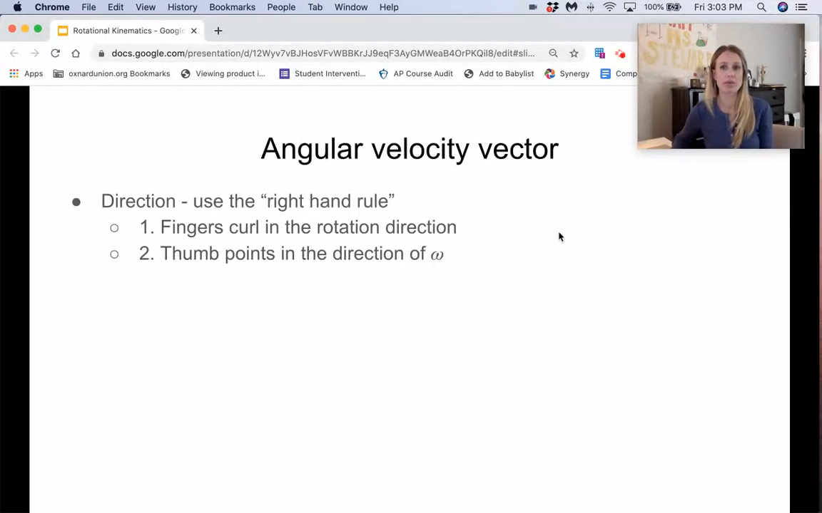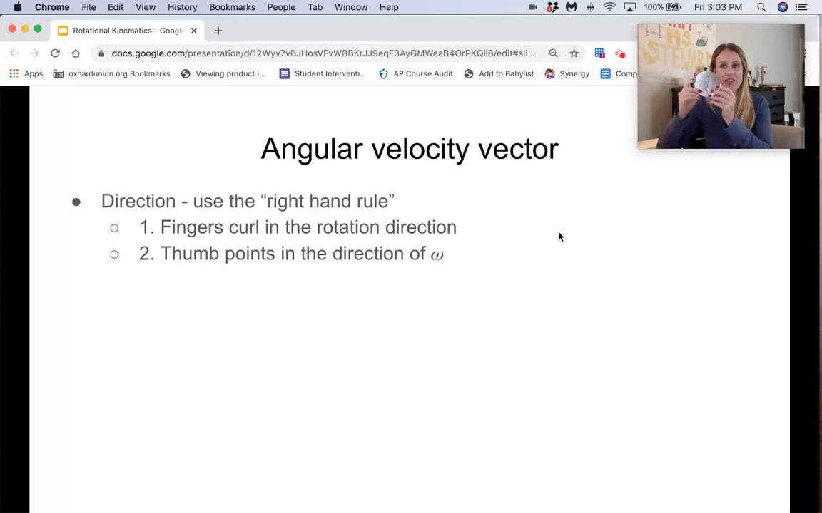So what happens is that we have to use our right hand, which this is my right hand. I don't know if, when you're watching this, it looks like my left hand or my right hand, but of course you use your right hand. And then for the first step, you curl your fingers in the direction of the rotation, and then your thumb is going to point in the direction of the angular velocity vector.